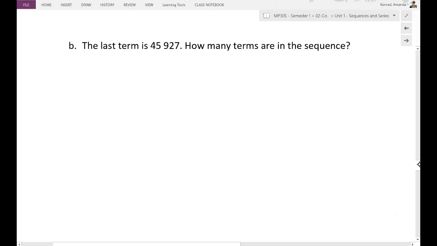All right, so here we go. How on earth are we going to figure this out? Well, we start with our equation. Tn equals term 1 multiplied by R to the power of n minus 1. Well, 45,927 equals, and term 1 was 7 multiplied by 3 to the power of some number minus 1.